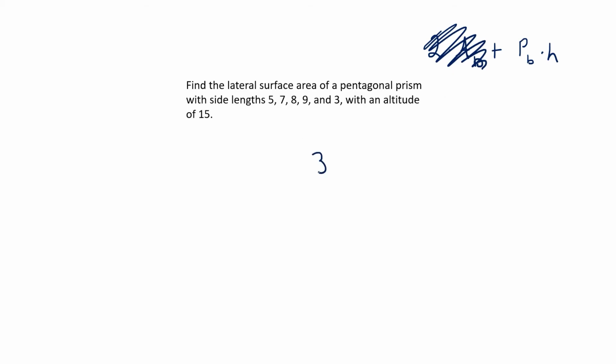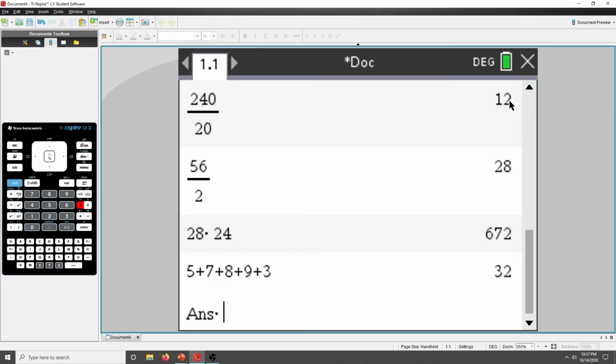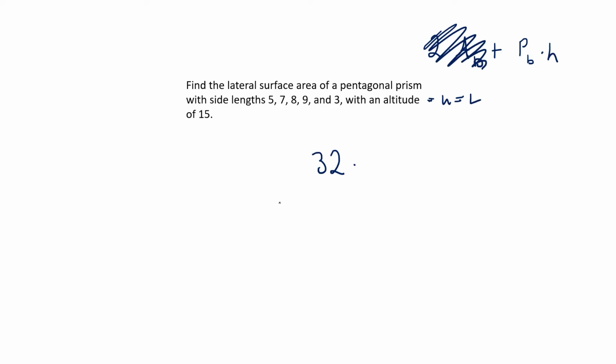So our perimeter is 32 times our height of 15, or altitude. I added this because they will say altitude. It just means height and length. They're all synonyms. Cool. 32 times 15, 480 is the lateral surface area, units squared, of this weird prism. Not that bad, right? It doesn't get much worse than that.